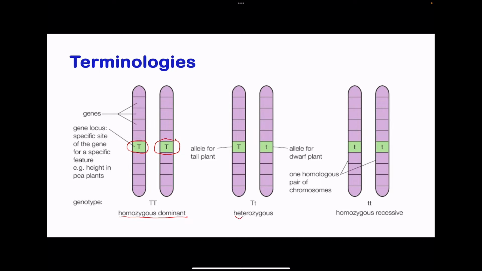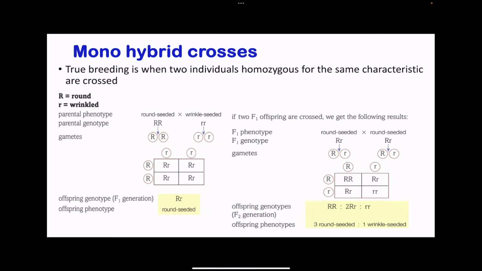In this situation here, we have heterozygotes. Again, these two alleles are found in the same location, but on different chromosomes. This is for being tall, and that is for being short. Because they are different, they are heterozygous. And then the homozygous recessive is when both alleles are recessive on the two chromosomes. So we can see small t. This condition is recessive. The two chromosomes that are side by side are called a homologous pair of chromosomes. Next, we go to carrying out monohybrid crosses.